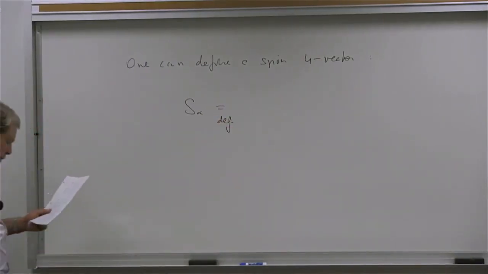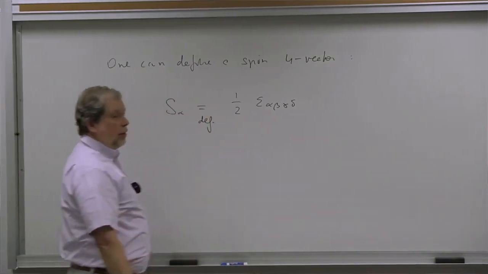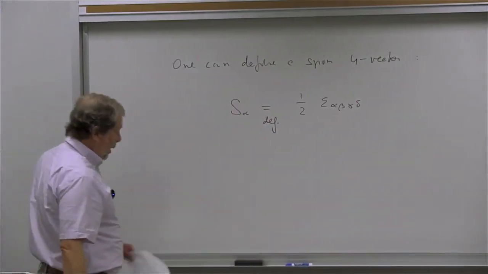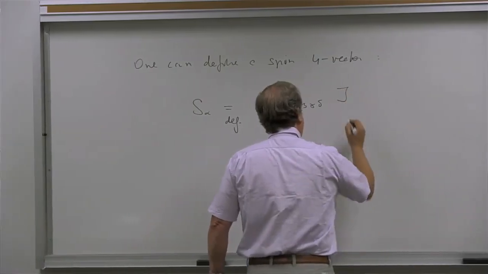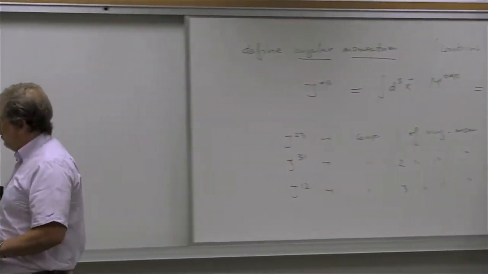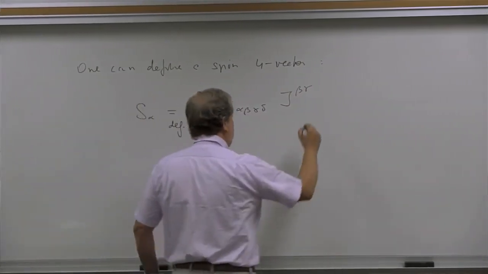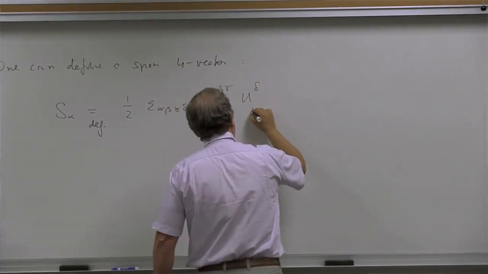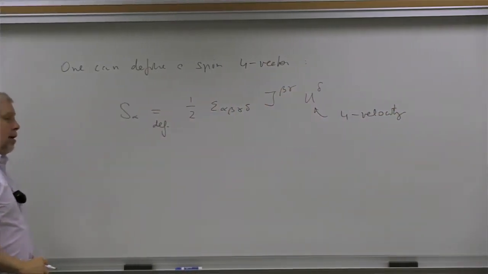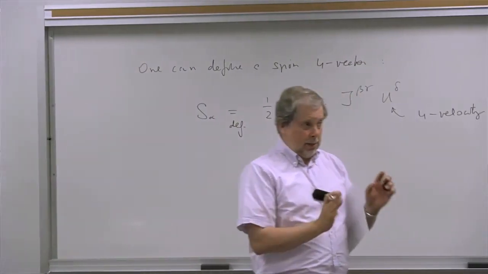And S alpha uses the following combination: 1/2 epsilon alpha beta gamma delta. So there has to be an epsilon symbol, this Levi-Civita density in 4 dimensions. And then times the angular momentum that we have up here, J beta gamma. And then there's one index that's left over, and that last index is saturated with u delta. So u delta is the 4 velocity. This object really describes the spin. So if you translate the original coordinate system, this stays the same.